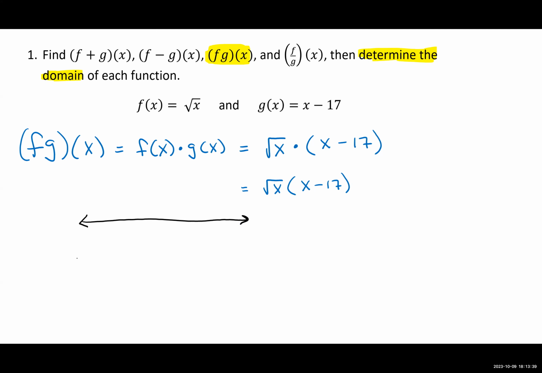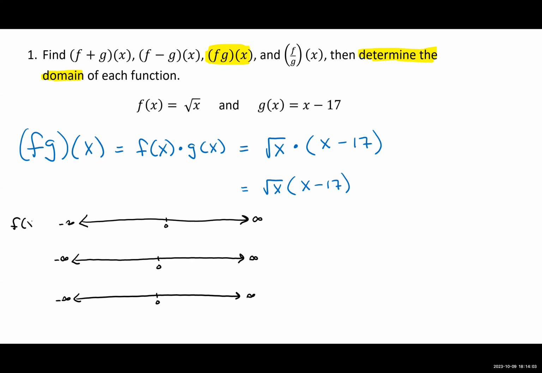So one way we could look at this is sort of visually. We could have done the first two this way as well. So let's say this is negative infinity to positive infinity. And here's our number line, right? We could put a 0 in the middle, positive numbers on the right, negative numbers on the left. And we'll do one domain for the f function, one domain for the g function, and one domain for the f times g function.